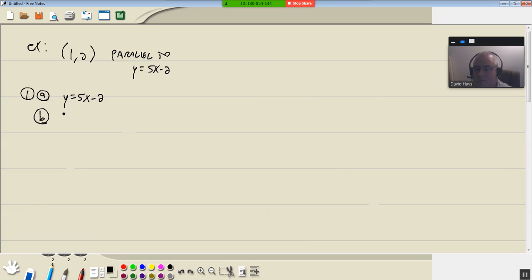Our second substep says to identify our slope. The reason why we put it in slope-intercept form is so we can easily see what our slope is. It's whatever number's in front of our x. Now C, parallel lines have the same slope. So we said that it's parallel to y equals 5x minus 2. The slope of y equals 5x minus 2 is 5. And since parallel lines have the same slope, m is going to equal 5.